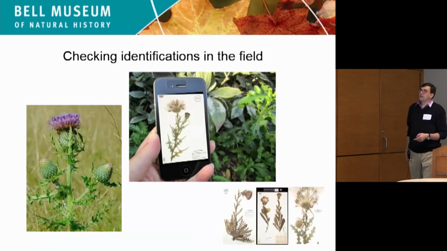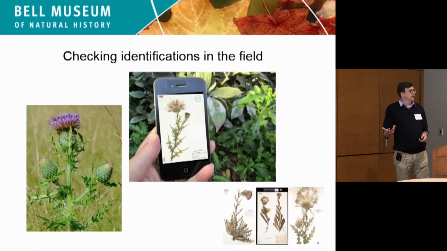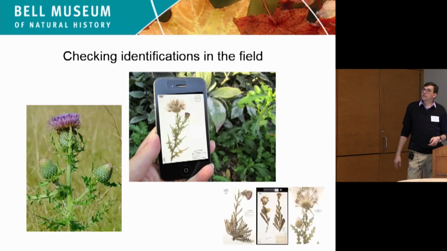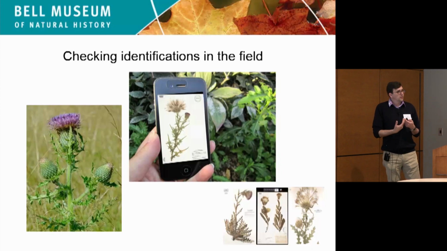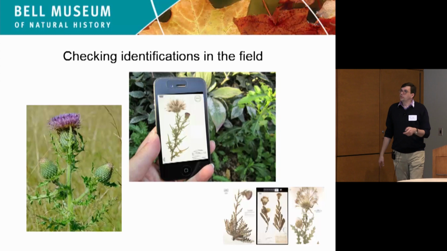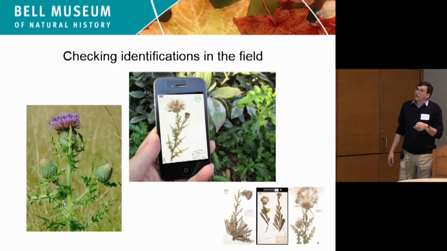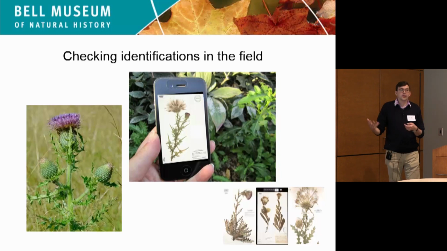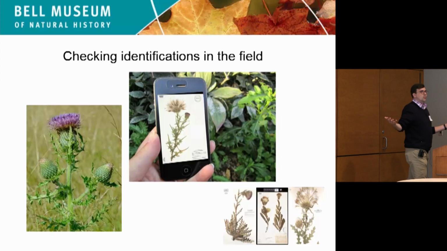Or using digital images to verify the identity of species in the field, which there are many useful tools for species identification, but generally they do not give you the opportunity to visualize all the variation that exists in nature. So if you can access the museum records, you can pull up, let's say, all the images we have for a particular thistle and look at how variable it is.